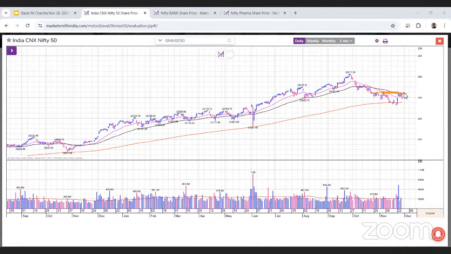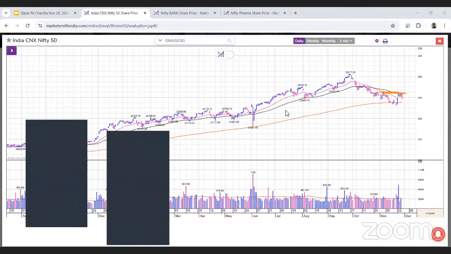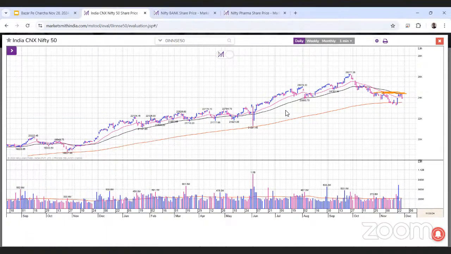For the next 2 weeks, till the next Bazaar Pe Charcha, most probably the market will remain volatile and choppy in a broad range of approximately 23,300 to 24,600. Unless and until it trades outside this zone, I would say it is a sideways trend with volatile sessions. The day it crosses that level, only then would I say a trend reversal is happening. Until then, we expect it to stay sideways, at least till the next Bazaar Pe Charcha.